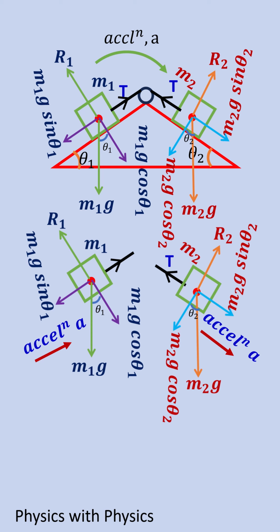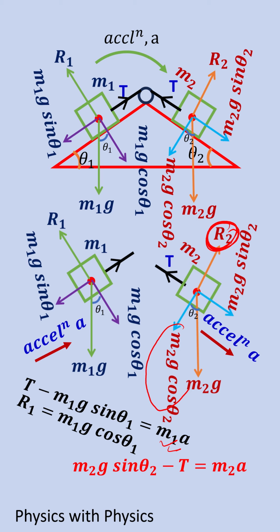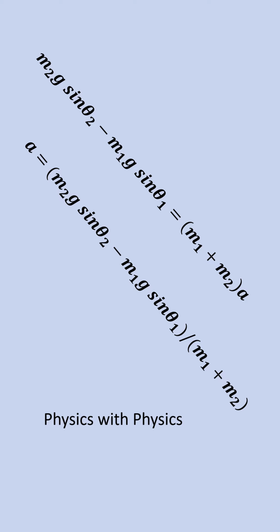The directions of accelerations are shown for masses M1 and M2. Now, for mass M1, T minus M1G sin theta 1 equals M1A along the x-axis, and R1 equals M1G cos theta 1 along the y-axis. For mass M2, M2G sin theta 2 minus T equals M2A along the x-axis, and along the y-axis, R2 equals M2G cos theta 2. For the expression for acceleration, we can find it by adding the two equations.